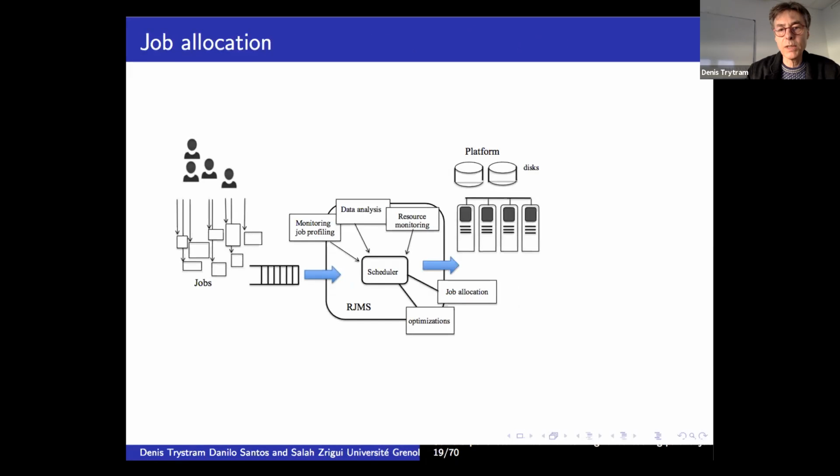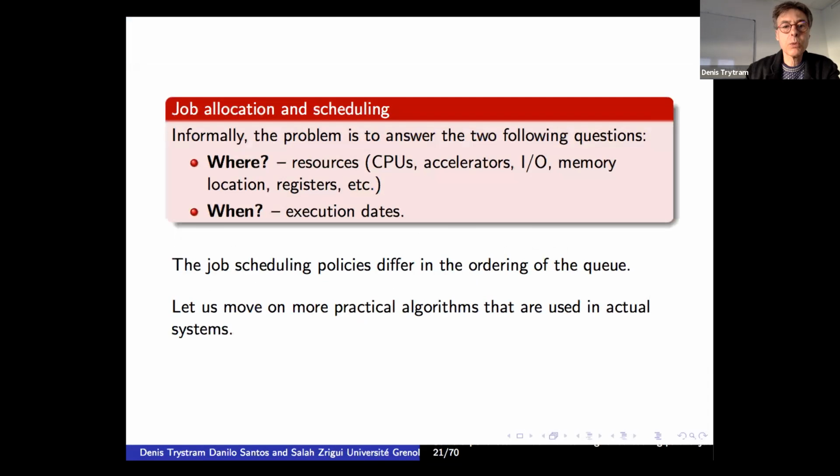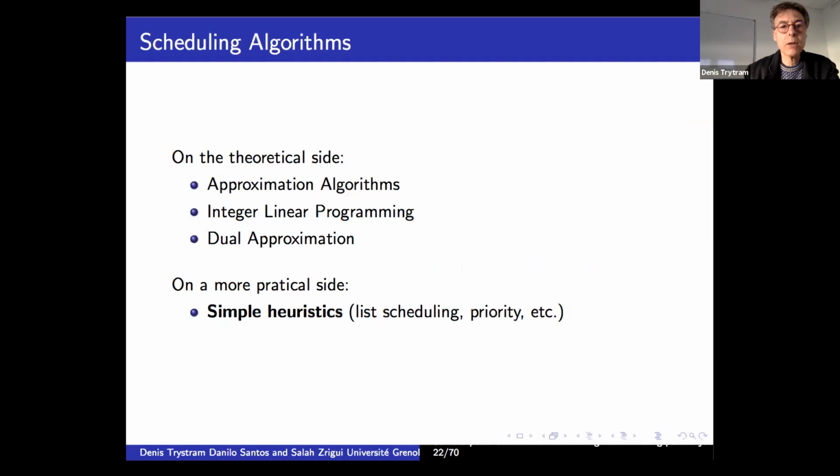And then, taking into account all this, it's given to the machine. And here you have the result that comes back to the users, and the users can use the results in order to prepare a next run, because obviously you don't develop programs on such big machines only for one run. And the cycle goes on. Okay, so this is how it works. More informally, we have to answer both questions, where and when. And the scheduling problem is to answer both questions.